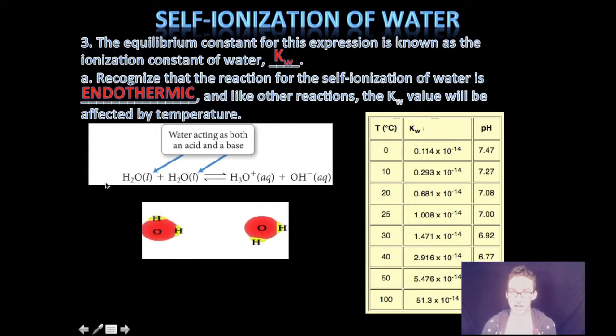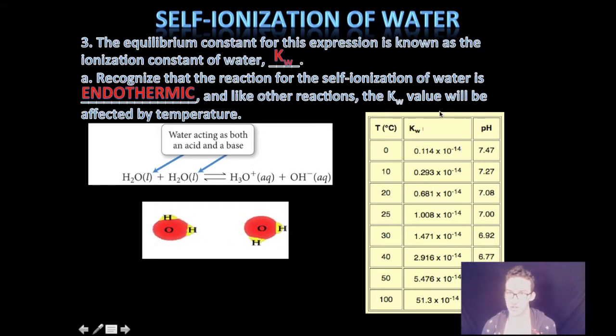In other words, heat will be a reactant. And just like other reactions, the value for Kw will be affected by temperature. As you heat this up, as you add more heat, you will shift this equilibrium to the right, forming greater concentrations of hydronium and hydroxide.